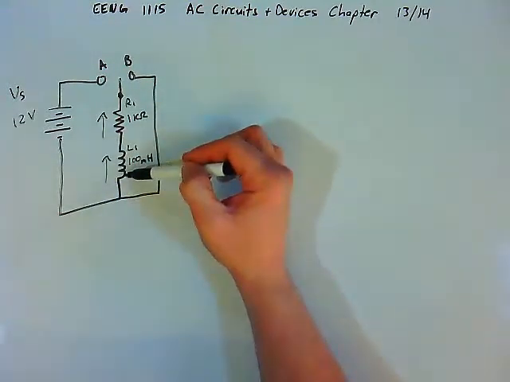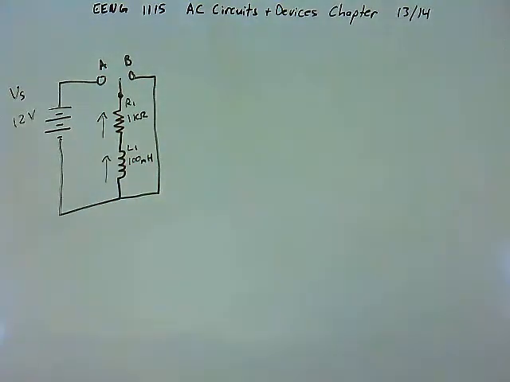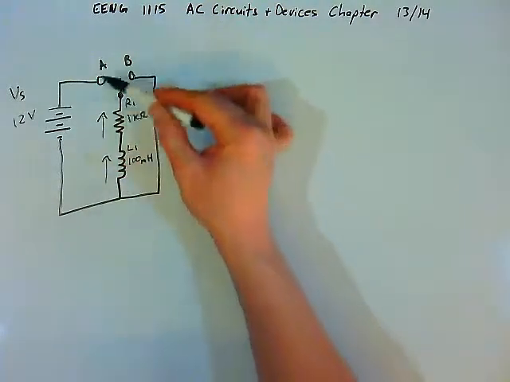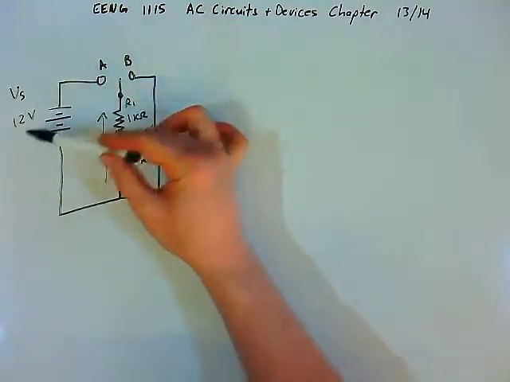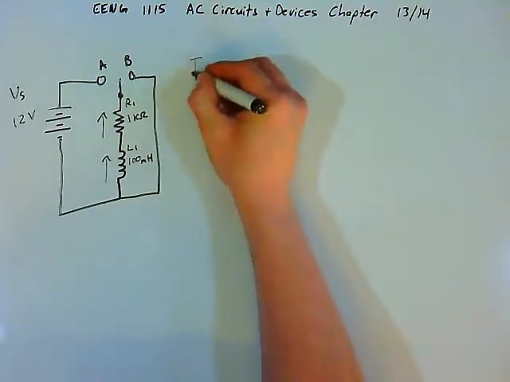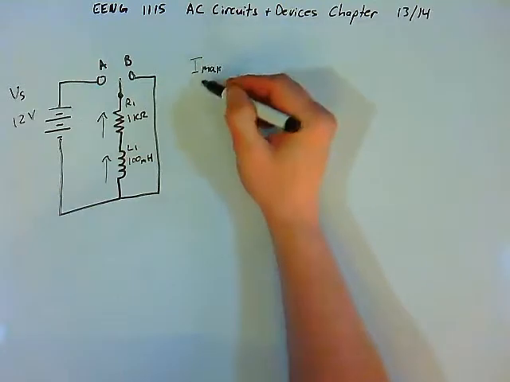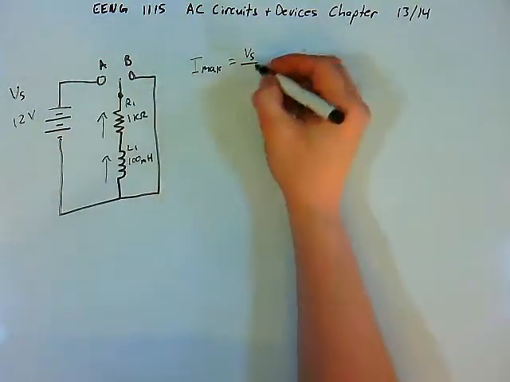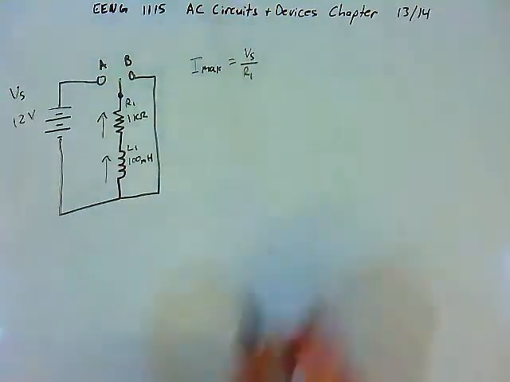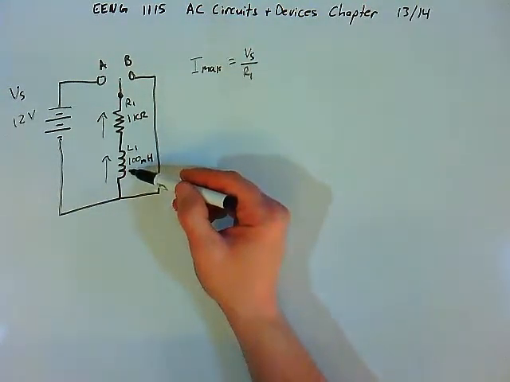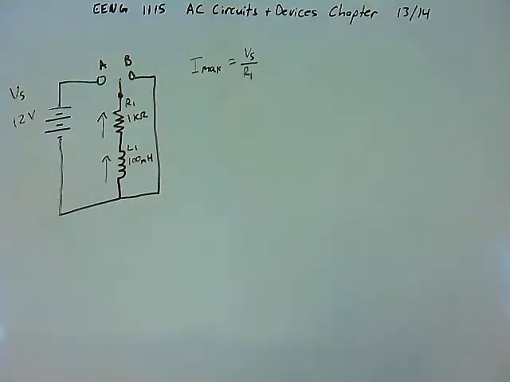Eventually the inductor's magnetic field will grow to some maximum value. No more energy can be stored in the inductor, and the current in the circuit will be its maximum value, whatever V divided by R is. Right, so I max, the maximum amount of current that can flow in the circuit, is just whatever our source voltage is divided by R1. That's the only resistance in the circuit. The inductor does have some resistance, but it'll be small. We'll neglect that for now.